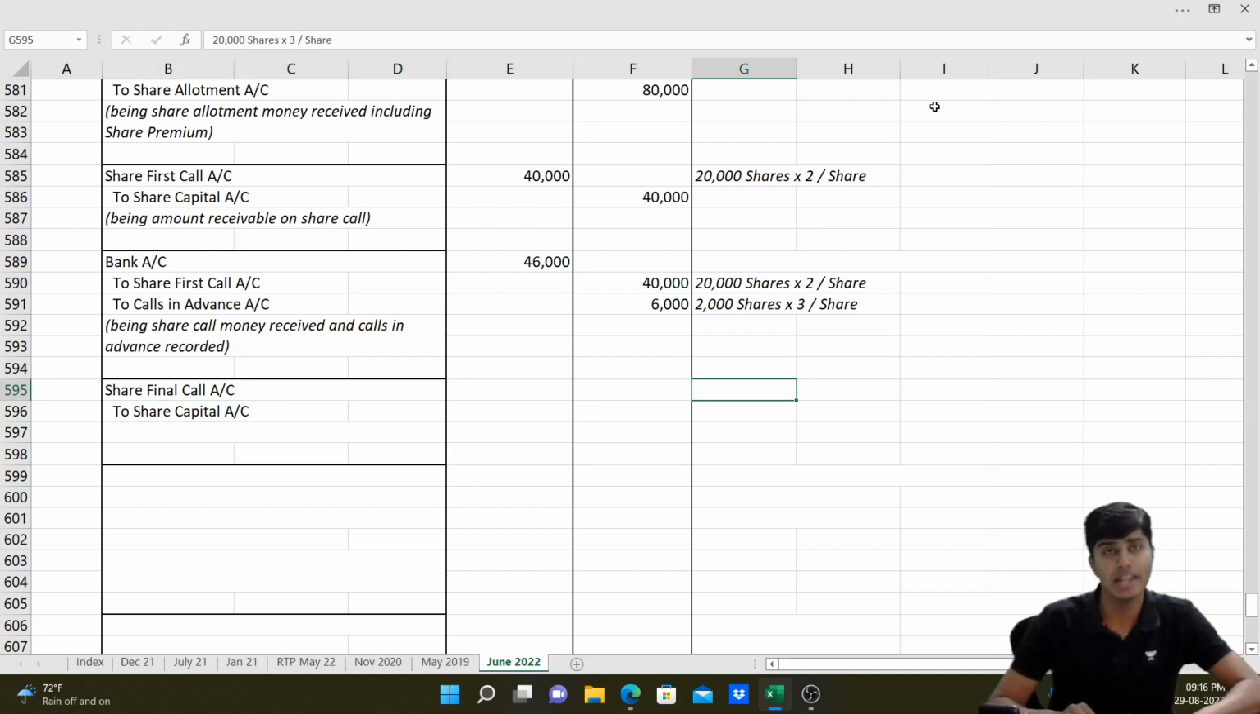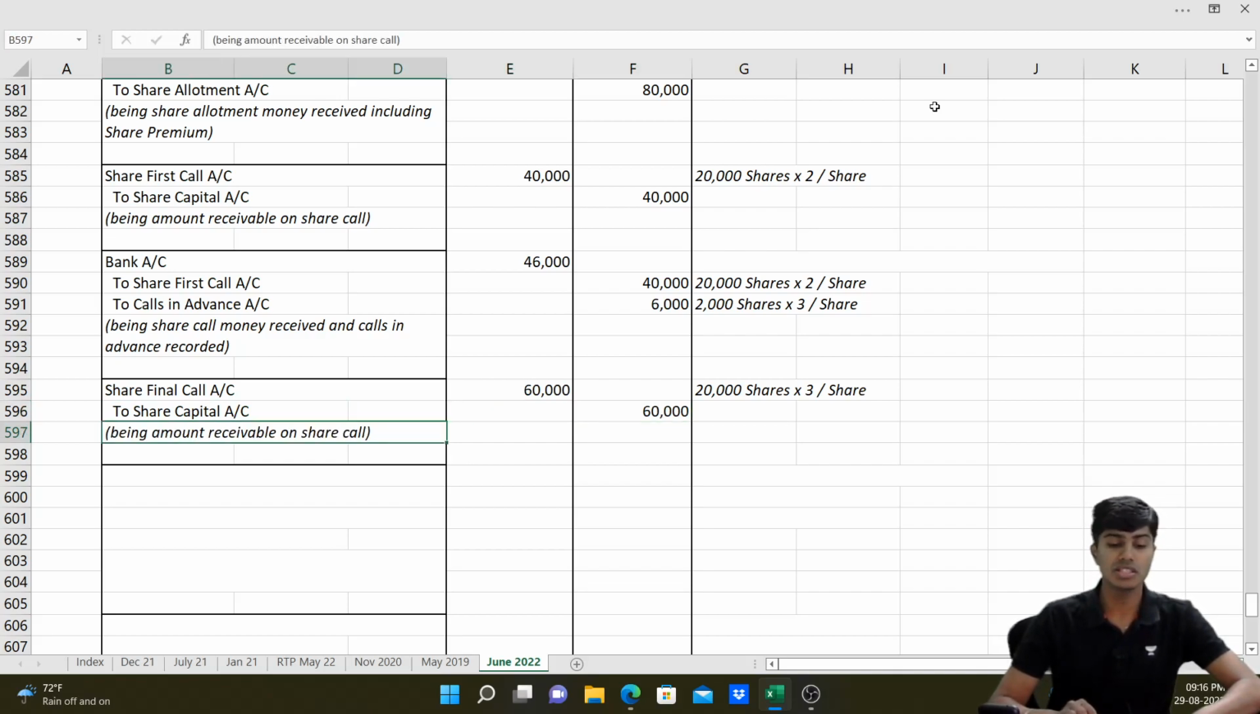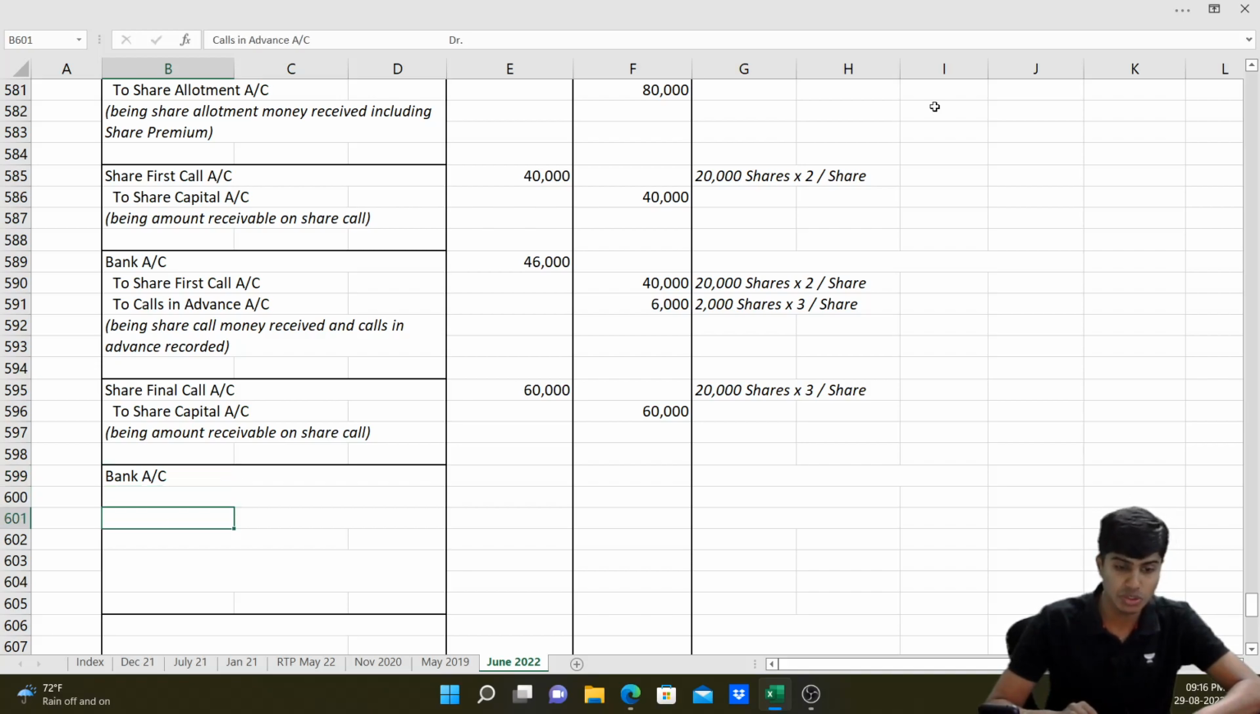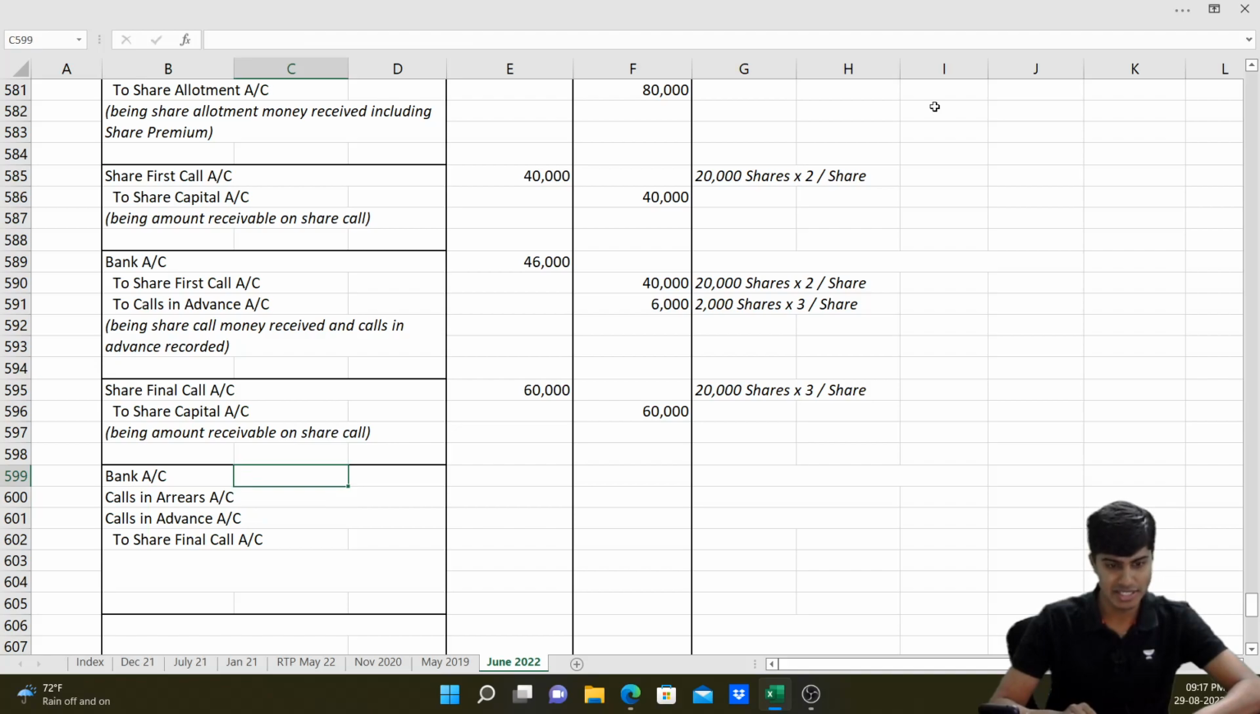This will be for the balance of 3 rupees for 20,000 shares. 20,000 into 3, 60,000. This is amount receivable on share final call. When we go to write the entry for bank, we will not just be writing bank to share final call. We will be writing some money which is not received from two of the shareholders holding 100 and 200 shares, calls in arrears, and the money which is received in advance, that is calls in advance account. You guys get this?